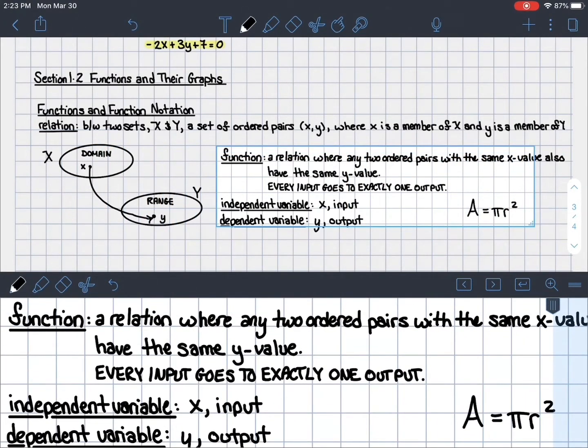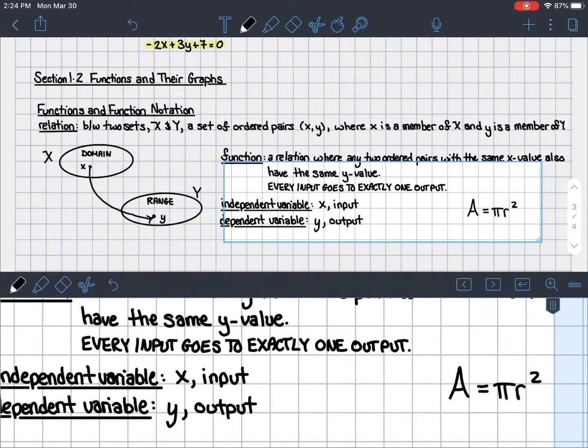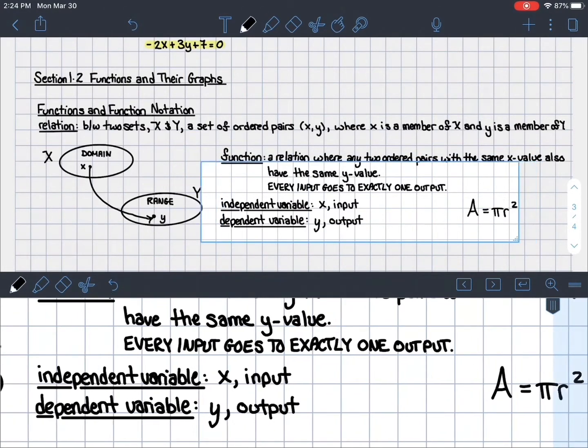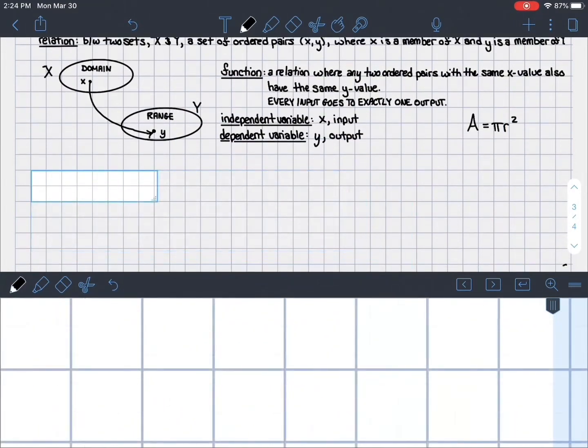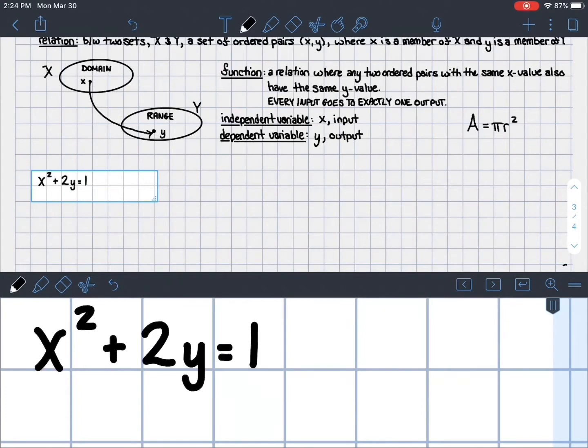The independent variable is x. Sometimes it's not called x, so in general that's the input. The dependent variable is y, sometimes not called y, so in general we'll call it the output. An example of a function is A equals pi r squared.